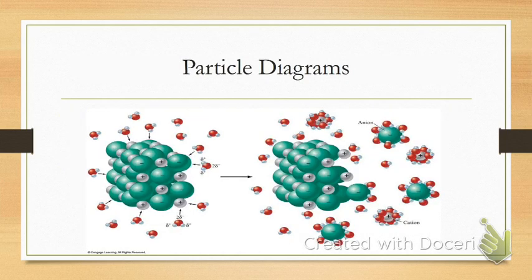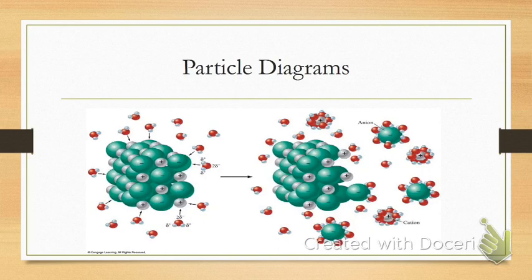So this is an important particle diagram. Remember, I told you particle diagrams are really important in AP Chem. This is a very good example of how we draw something when it's being hydrated. You won't have to draw it that nicely. That's a computer model, but you will have to draw that at some point.